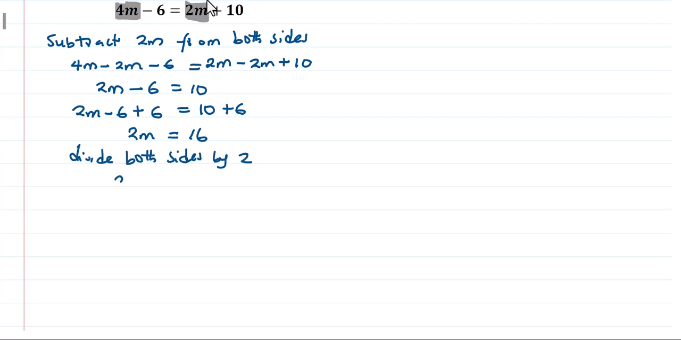Doing that, we have 2m over 2 is equal to 16 over 2. The 2's can cancel out, and then m is equal to what? 8. Okay, we'll have another question that says negative 3m plus 9 is equal to 6m and then minus 27.